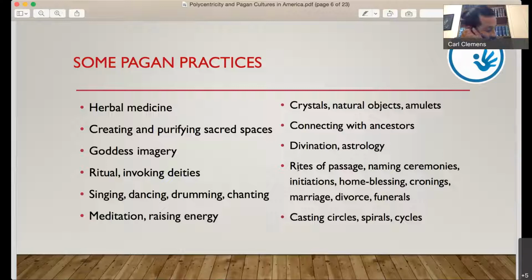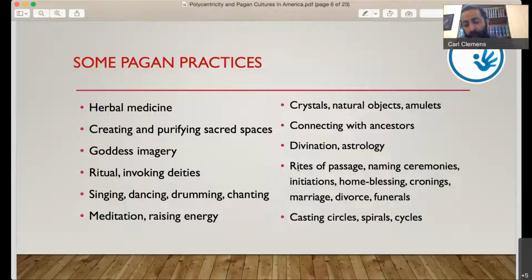Typically through life, in terms of the kind of ceremonies they officiate, they have several rites of passage as you grow within paganism. They have naming ceremonies for newborns as well as for new initiates. They have initiations, they have home blessings.